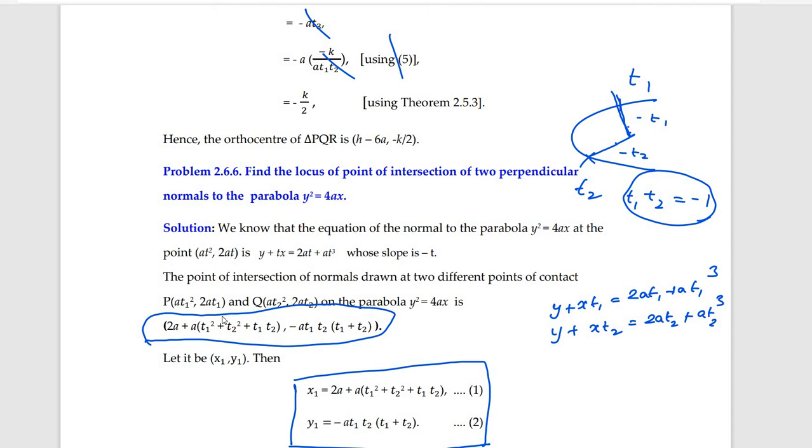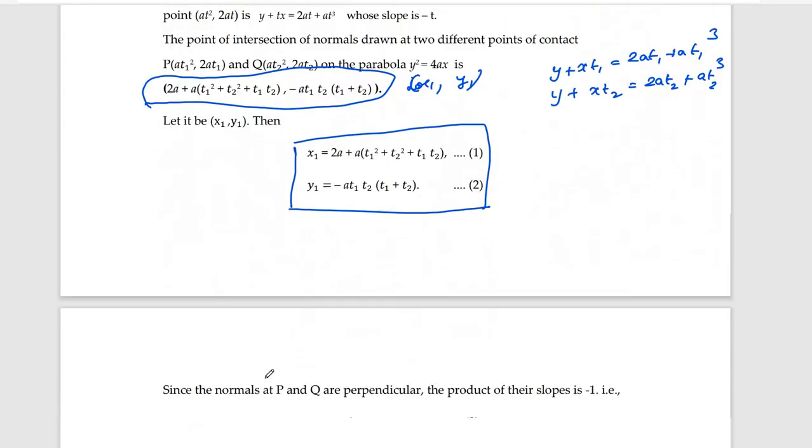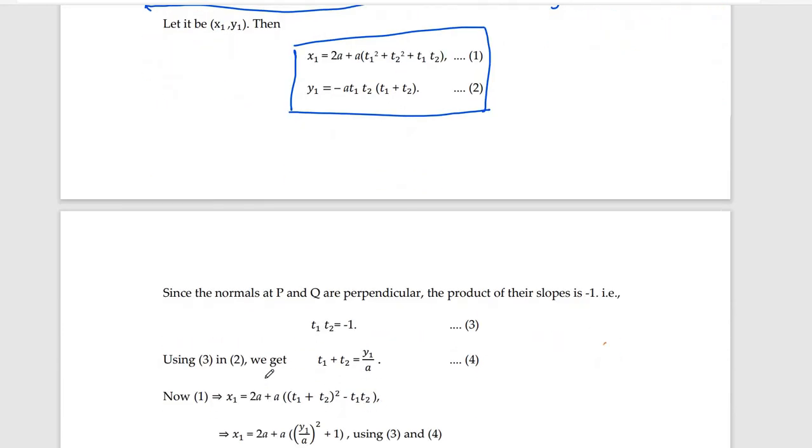Now already we have the relation. The locus of the point of intersection is needed, and we know the point of intersection. So we shall take that point to be (x1, y1), the point of intersection. Only then, by dropping the suffix, do we get the locus. So x1 is taken as the x coordinate, y1 is taken as this. And remember in this we have t1 t2 equal to minus 1.